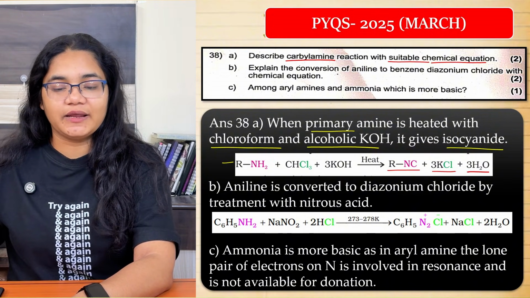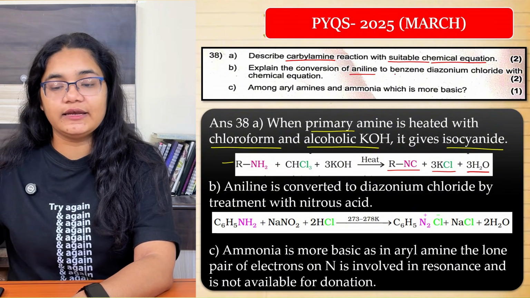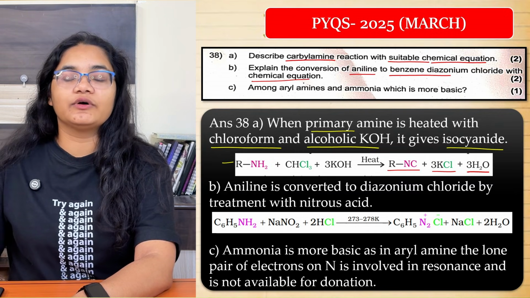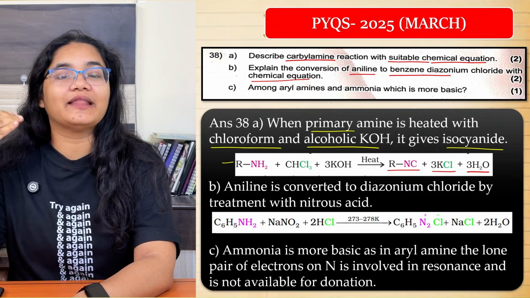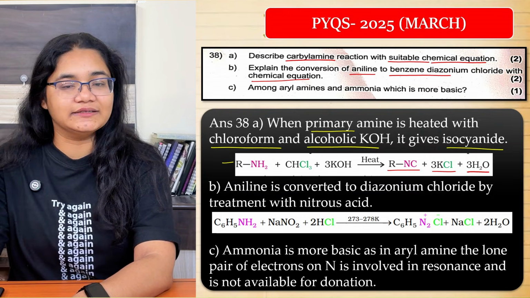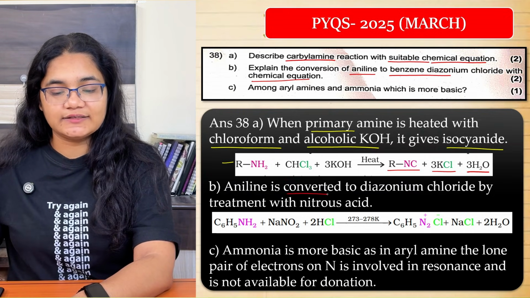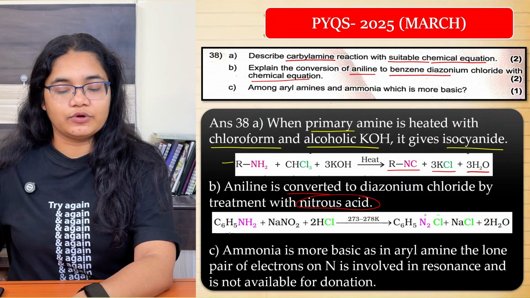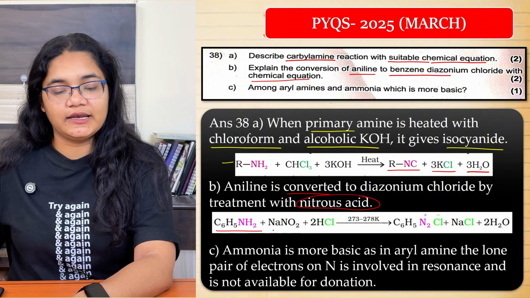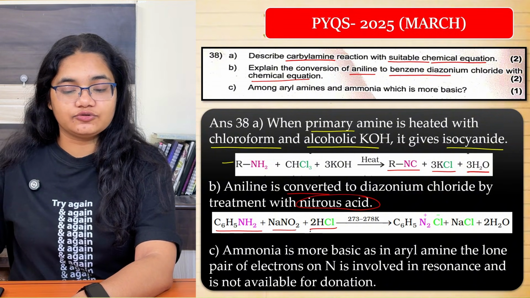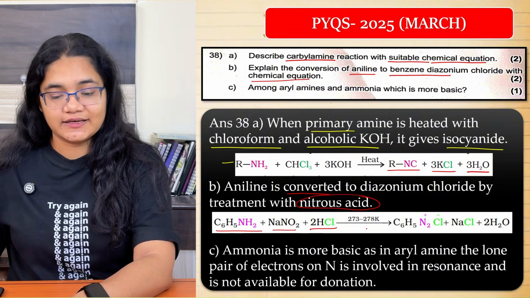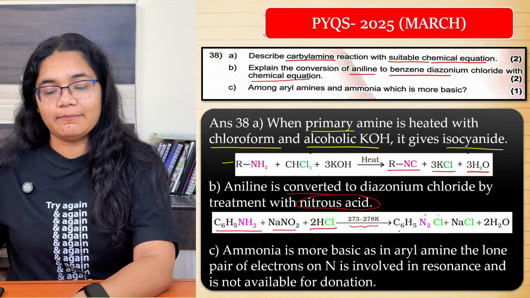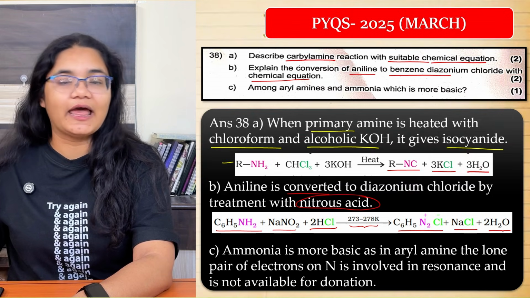Next question, explain the conversion of aniline to benzene diazonium chloride with the chemical equation. So if you have aniline and if you treat it with nitrous acid, it gets converted to benzene diazonium chloride. So aniline is converted to diazonium chloride by treatment with nitrous acid. Here you can see this is the formula of aniline, NaNO2 and HCl. This together will react to give you nitrous acid. At a temperature of 273 to 278 Kelvin, you will get benzene diazonium chloride, NaCl and water.